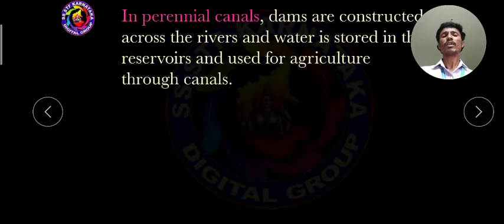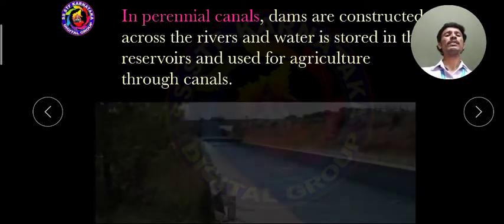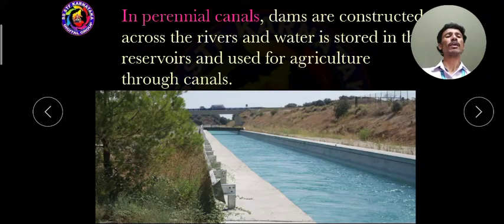And the second one is the Perennial Canal. Here it is possible to construct a dam across the river, and we store the water in reservoirs, and after that we can use the water for agriculture through the canals. So that is the Perennial Canal. Here we construct the dam and make the canals and provide the water.